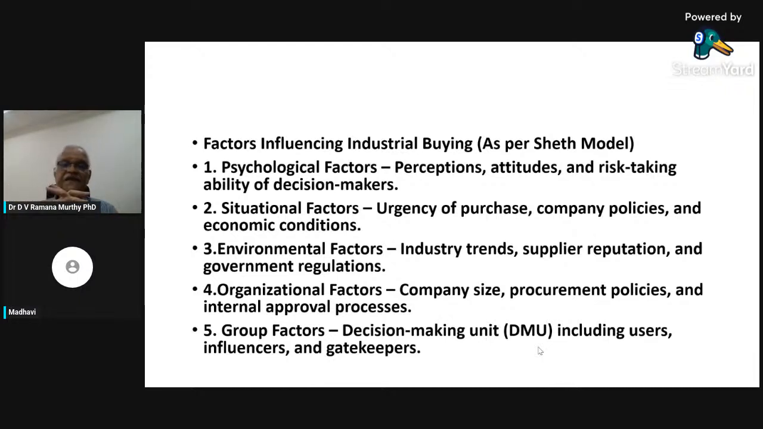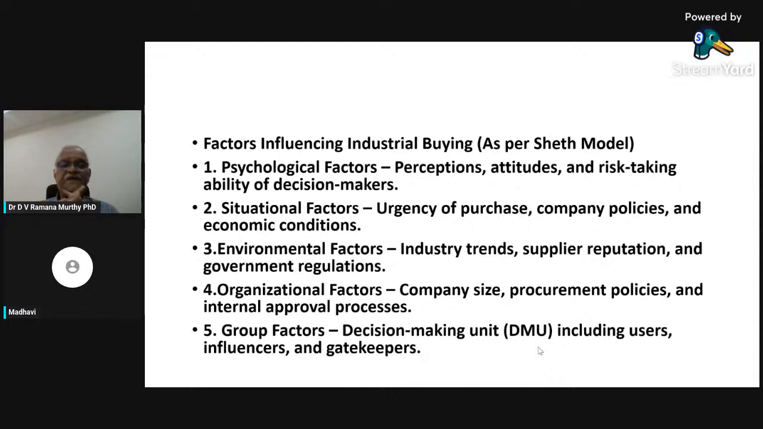And risk taking ability also is another important factor. Decision makers, top management or purchase department, must always be taking sufficient risks. Otherwise it is difficult, because any business decision, of course, is subject to risk. If you want good quality supplies at reasonable prices, you need to take sufficient risk in the process of selection of suppliers as such. So these are the psychological factors.